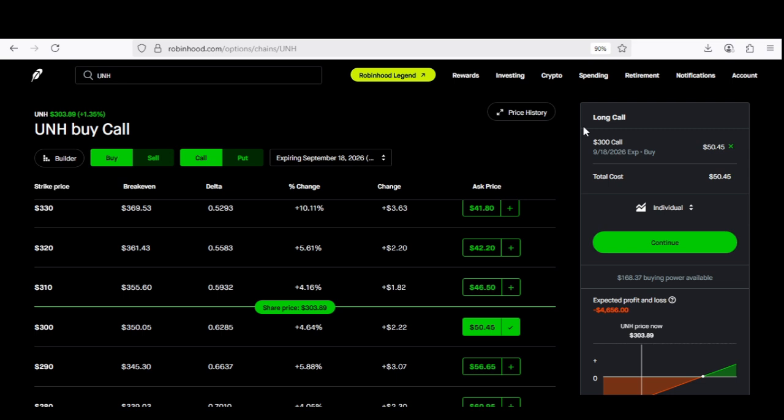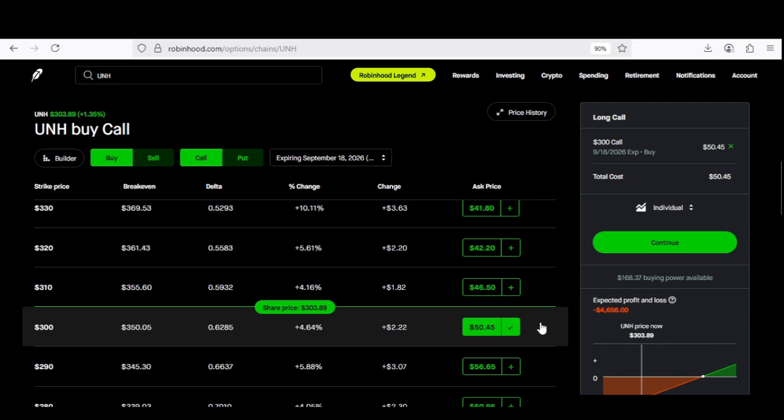Now, what I'm going to show you is how to minimize your risk to almost zero. So the amount of money you're going to pay for this is going to be $5,045. And that's because each option contract contains 100 shares. So you simply multiply your 50.45 by the 100 shares in the one contract you're going to purchase, and that's going to be $5,045.